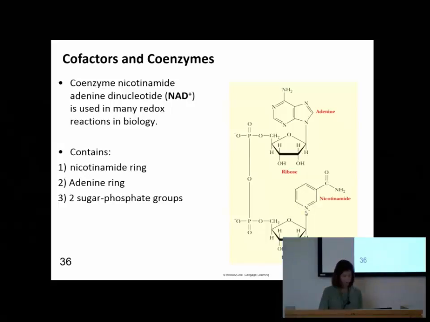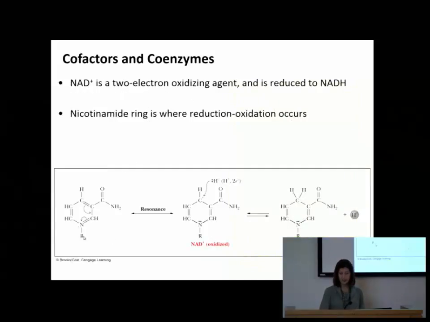Oftentimes we are very lazy, and instead of writing the entire molecule out, we'll just do R, right? We talked about that when we did our organic, because we were like, just R, because I'm not going to talk about the rest of it, and I'm not going to draw it all out. So here we're showing this nicotinamide ring, and we know that there's 2 sugar phosphate groups in that base that's attached to it, but we're not showing it here.